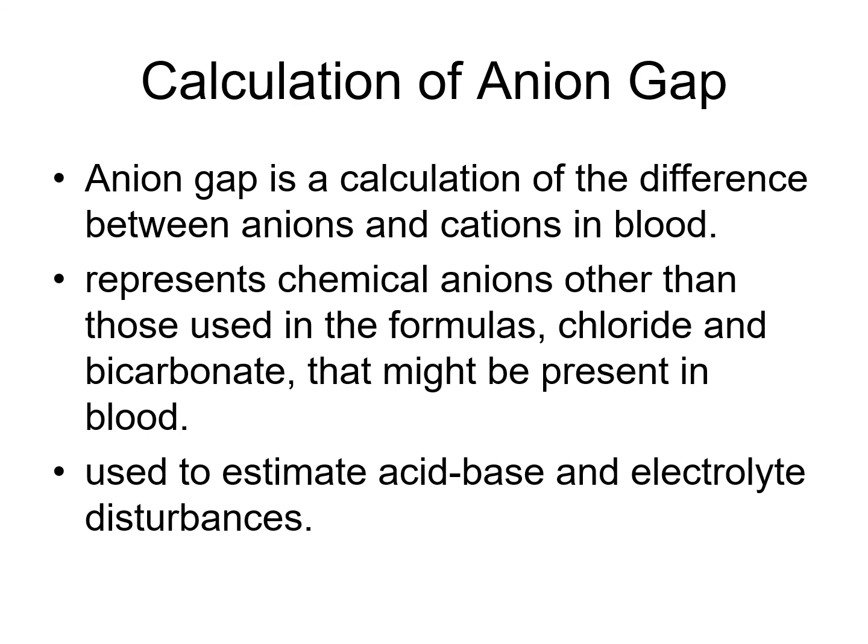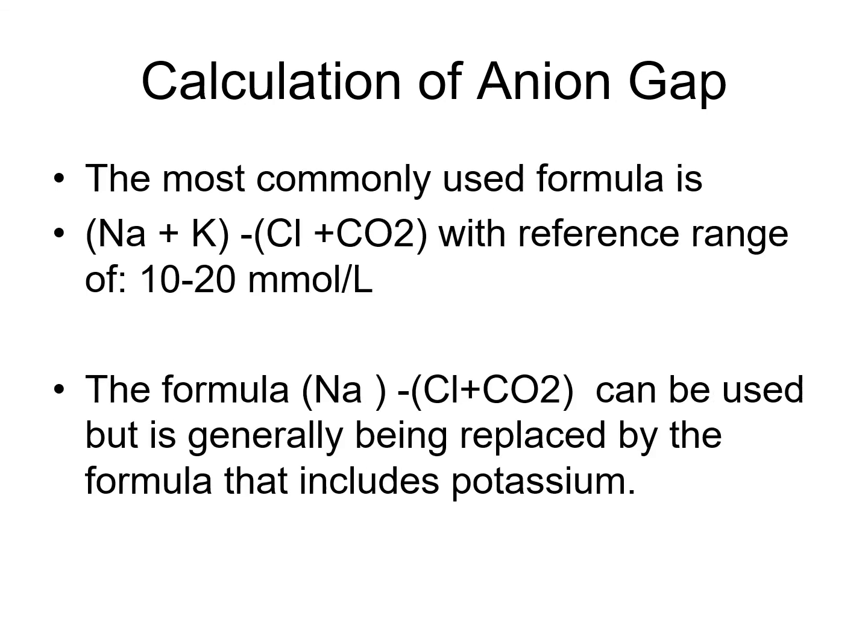An anion gap is actually a calculation of the difference between anions and cations. This represents the anions, put together in formulas, with chloride and bicarbonate that might be present in the sample. This is used to estimate the acid-base balance and electrolyte disturbances. The formula that we normally use is sodium plus potassium minus chloride plus CO2. So we need to know the values of each of the ions, and the reference range is about 10 to 20 millimoles per liter.